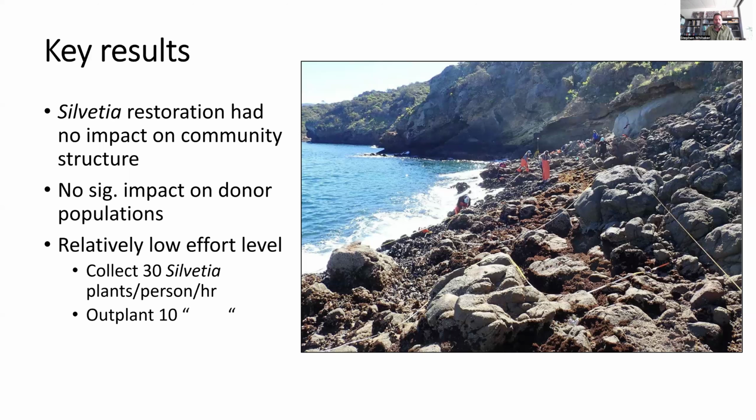Overall, our restoration techniques required relatively low levels of effort. It was a little bit more challenging working on an island, but for the most part, it was fairly efficient. We were able to move or collect 30 individual Silvetia plants per person per hour. And we could transplant slightly fewer, so 10 Silvetia individuals per person per hour.